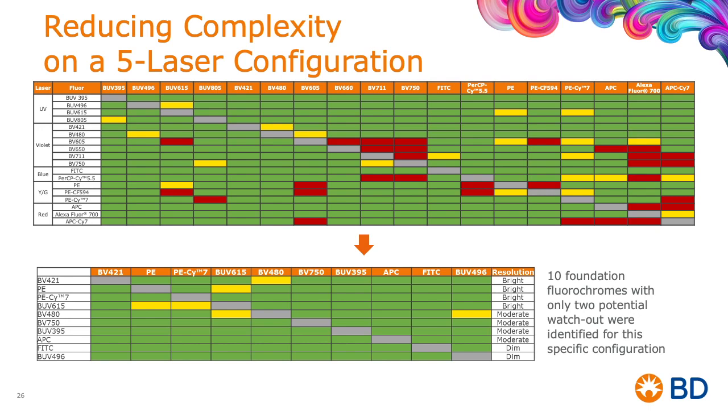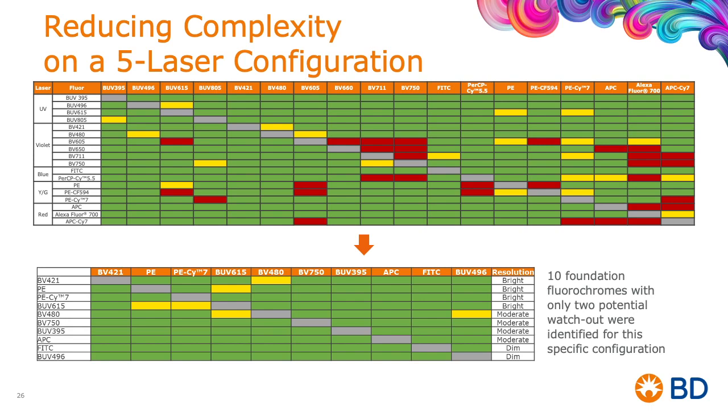And again, just to put it back in the context of spread, which ultimately is what we're really interested in, you can see here, this is our 5-laser 18-parameter fluorescent instrument. And when we look at the full matrix on the top, it's an 18 by 18, you can see that there are still a lot of areas where there's a lot of red.